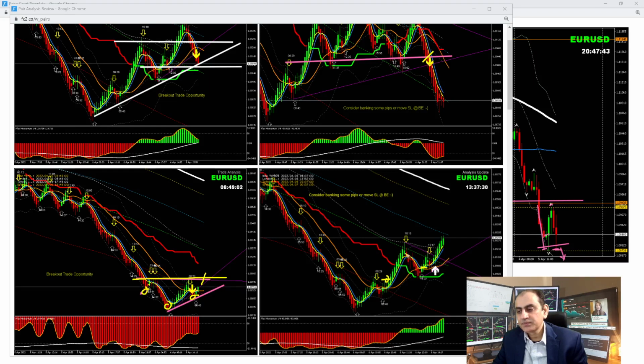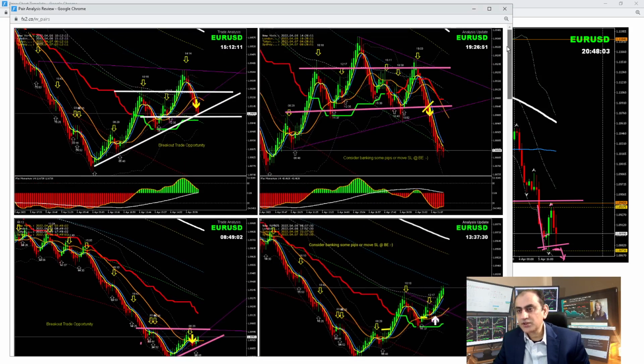The price nicely broke, we banked some profit, and after the breakout, a beautiful pullback. As soon as the price hit the profit target, which is the previous high and the major resistance level on the 4-hour, I explained to my traders it's time to bank some profit.